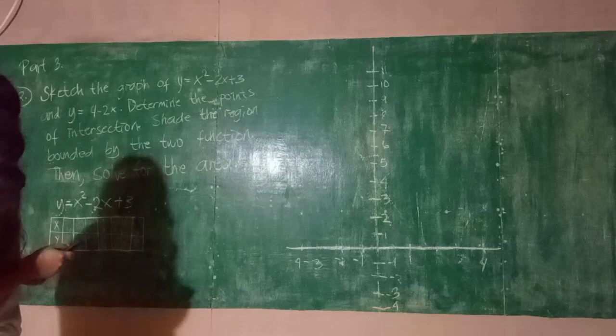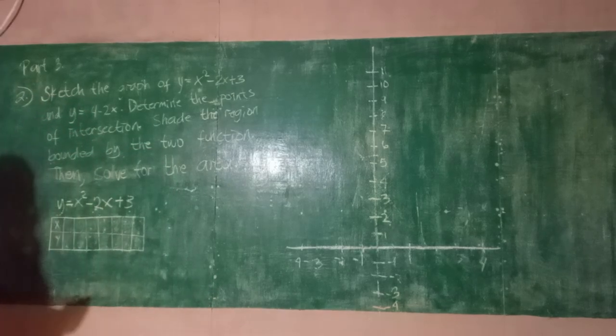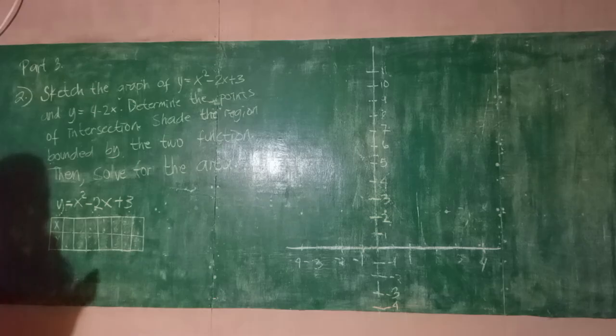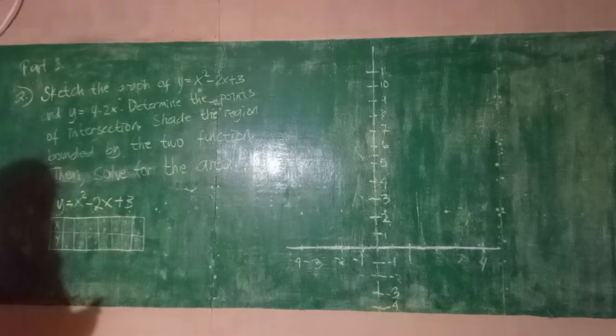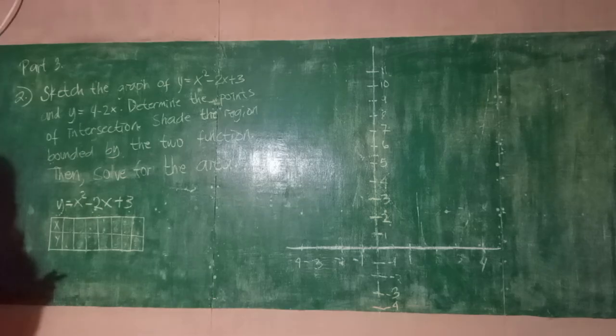Now, let's proceed to part 3 of item number 2. Sketch the graph of y equal to x squared minus 2x plus 3 and y equal to 4 minus 2x. So our goal here is to sketch the graph, determine the points of intersection, shade the region bounded by the two functions, then solve for the area.